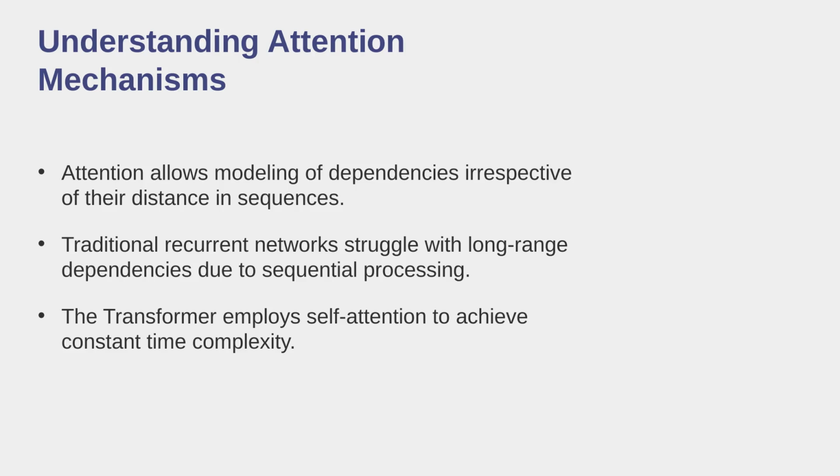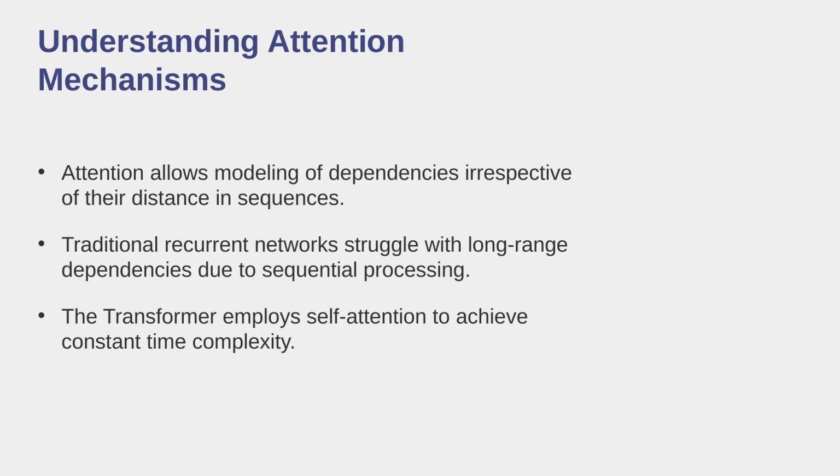Moving on, let's unpack the core concept of attention mechanisms. At its essence, attention enables models to weigh the importance of different words in a sequence, regardless of their position. This is particularly crucial in tasks like machine translation, where the meaning of a word can heavily depend on its context, which may be far removed in the sequence.